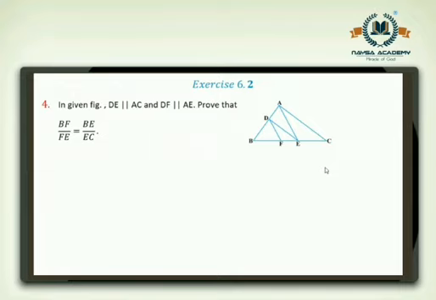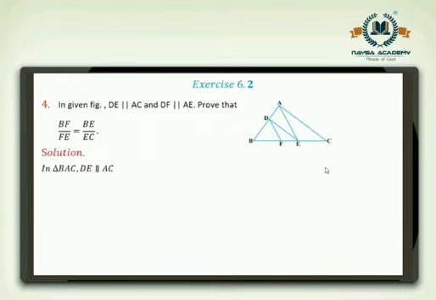You know that we have learned two theorems. One is basic proportionality theorem and other is converse of basic proportionality theorem. So try to use any of the theorem and prove this relation, that is BF upon FE equal to BE upon EC. Once you finish, then you can see the solution.